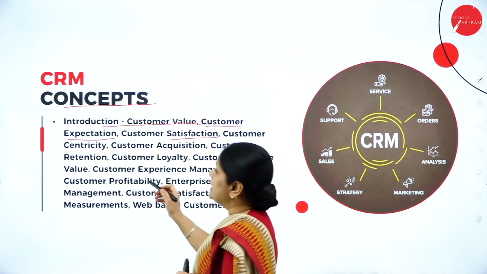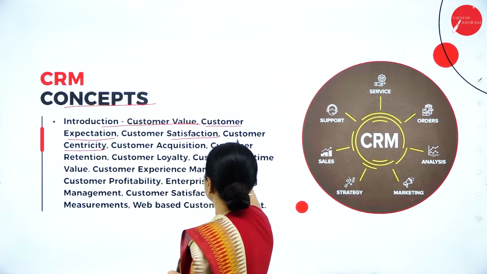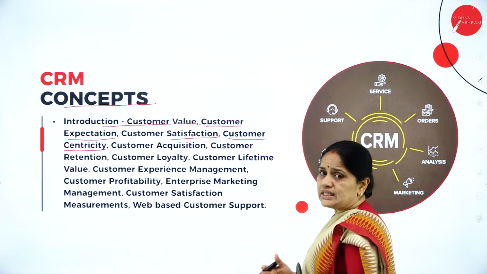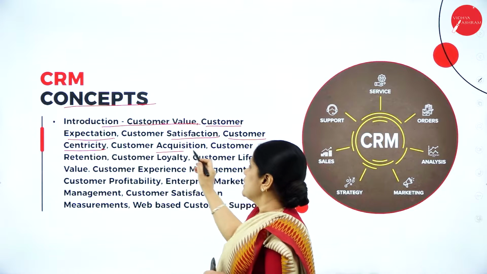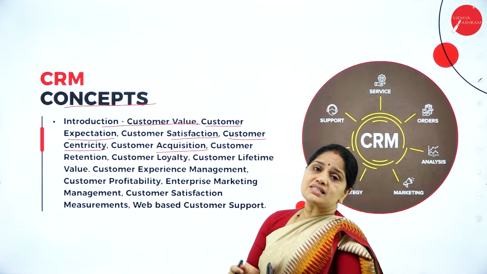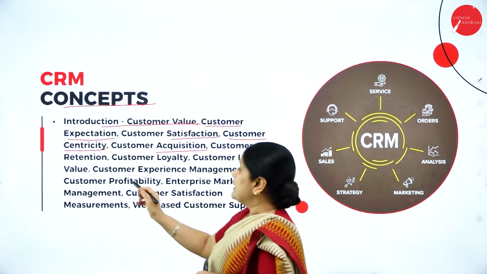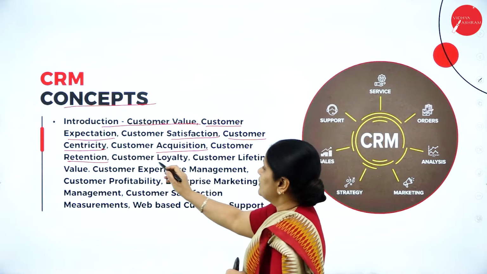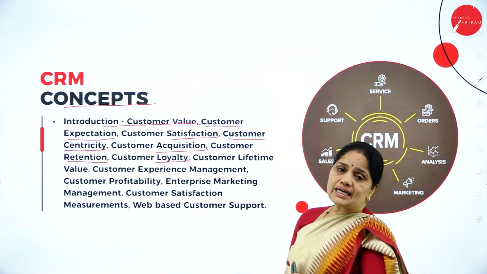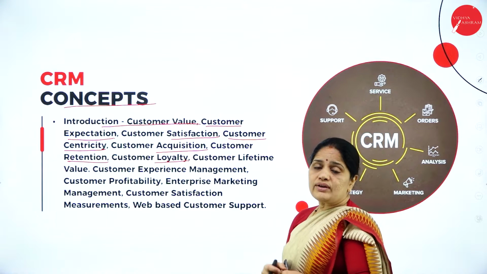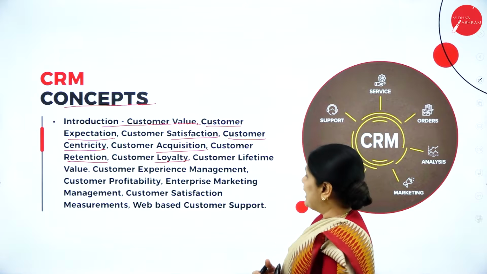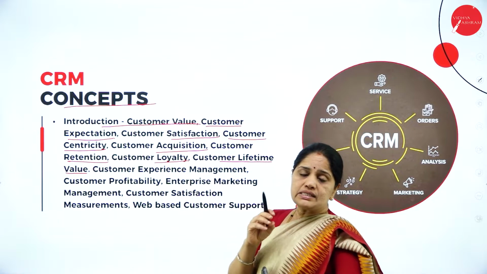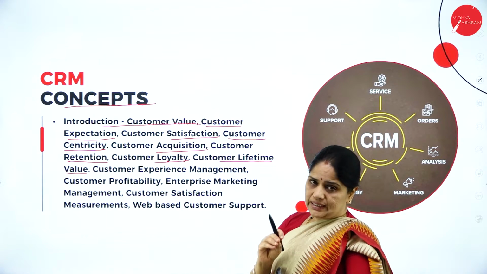Then customer centricity. So customer centricity means he is the central focus of all the business activities. So how do you try to judge it? Then customer acquisition. So how do you just acquire the customer from other brands? Customer retention. So how do you retain your customer to be loyal to your brand? Then we have the customer loyalty. There are certain customers who are very loyal to the brand. They don't go in for other brands once they get used to one brand. Then customer lifetime value. So how important it is to have a customer for his whole lifetime with the company.